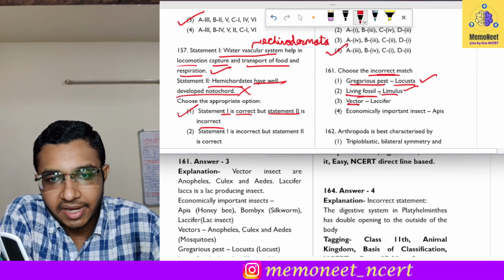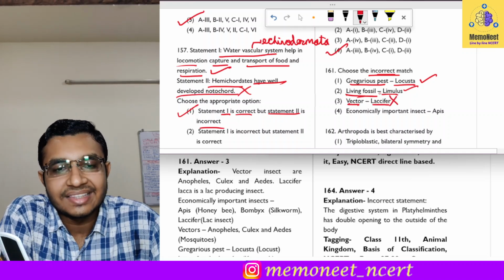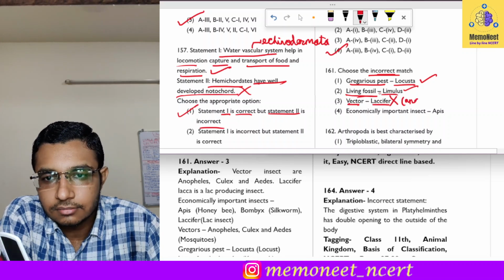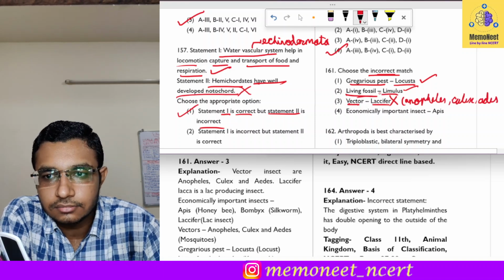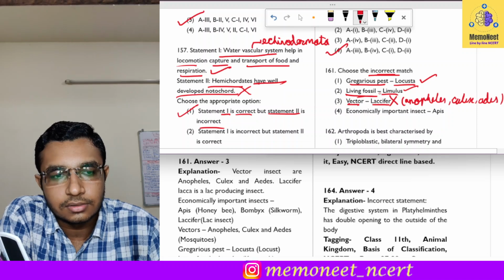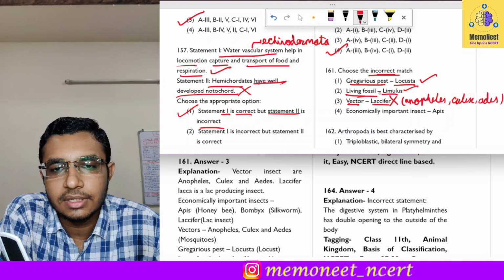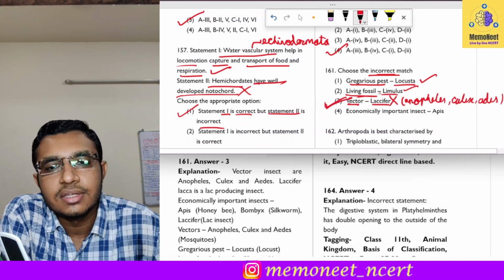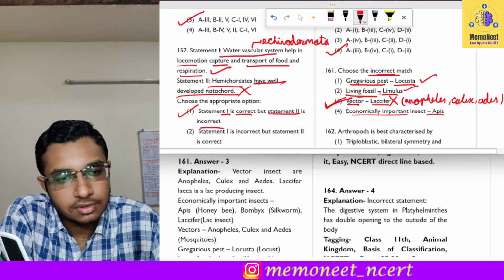Next is vector is lassifer. So is this correct? No, this is incorrect. Okay, the insects which act as vector are the anopheles, culex, and the aedes. Okay, so this is incorrect, and lassifer is a lac producing insect. Okay, so the incorrect match is option 3. The correct answer is option 3. So the option 4 is economically important insect is apis. Okay, so that is also correct.